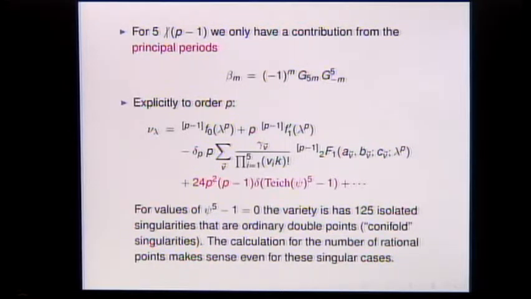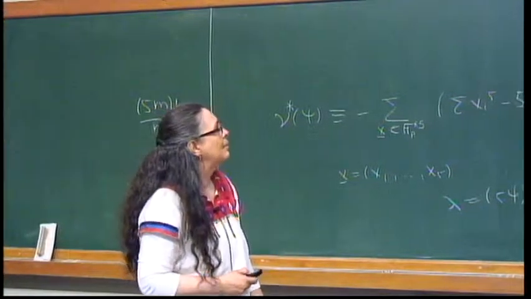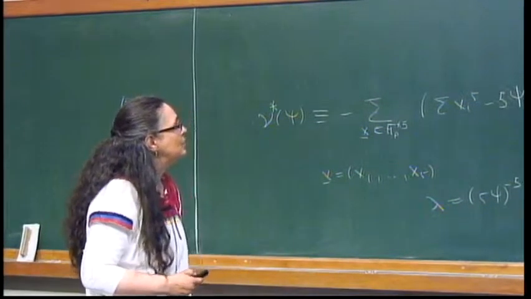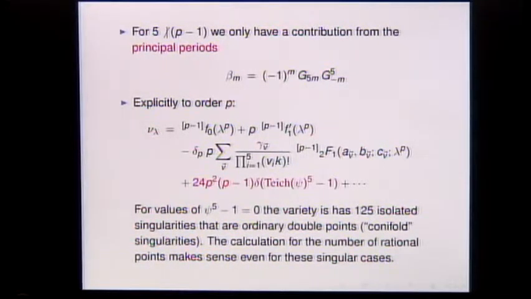So this computation, as I said, makes sense, even in these singular cases, right? So this is very nice because what's next is to put all this together to construct the zeta function. That means you can write down the zeta function even at the singular points, right? The Weil conjectures are only valid, except for one which I will discuss later too, for smooth cases.